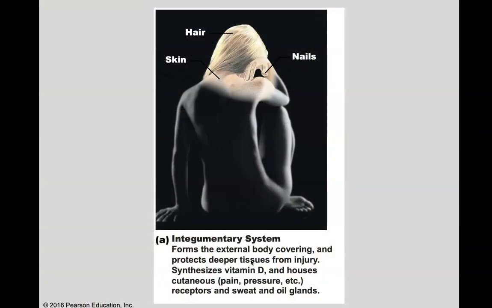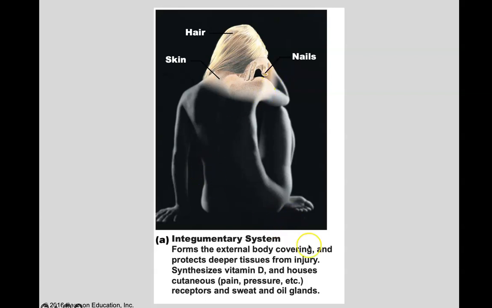So first we'll talk about the integumentary system. This forms a nice external body covering for us. This is important for maintaining our boundaries, protecting us from the external environment and allowing our internal environment to be maintained. The skin is actually one of the organs. These are all organs of the integumentary system: skin, hair, nails, and we'll talk about this more as we get into the integumentary system.